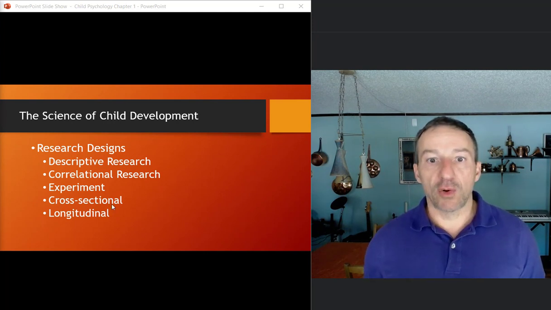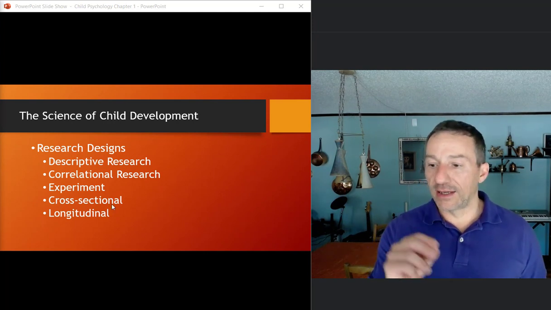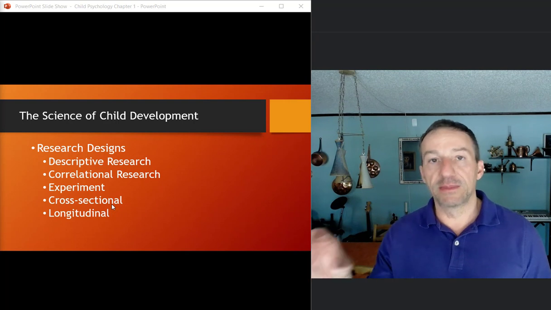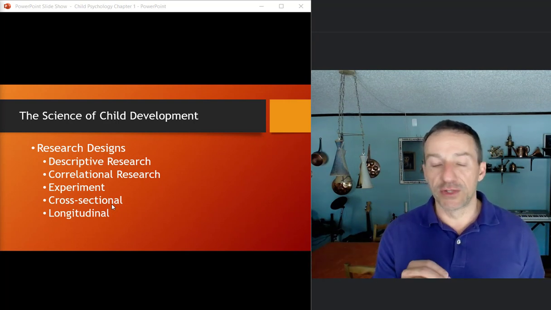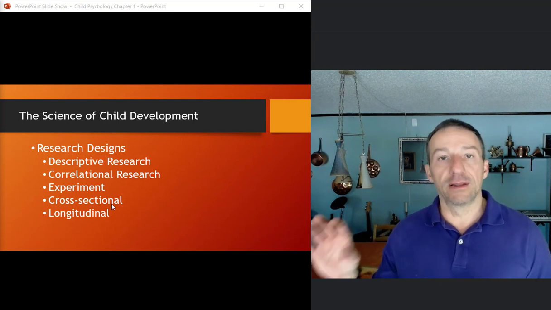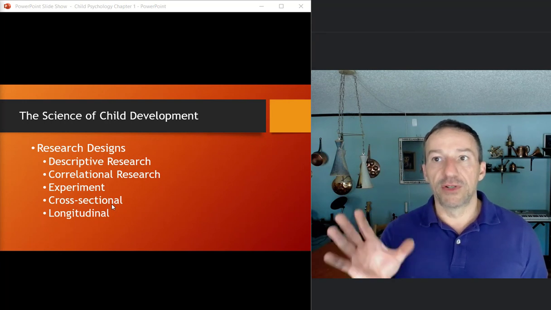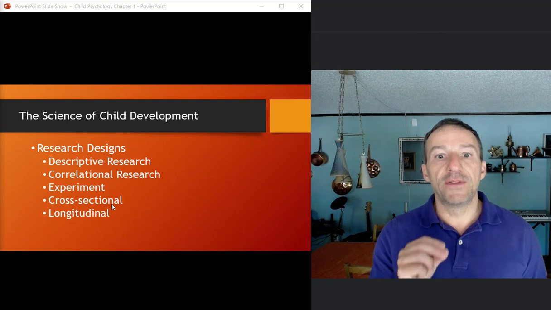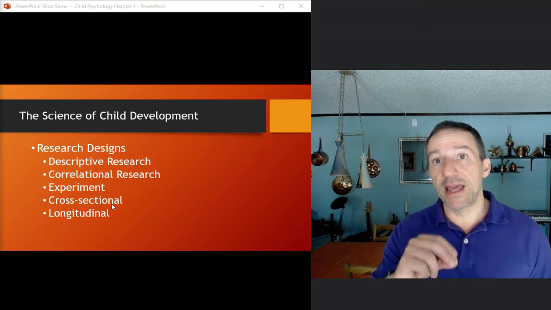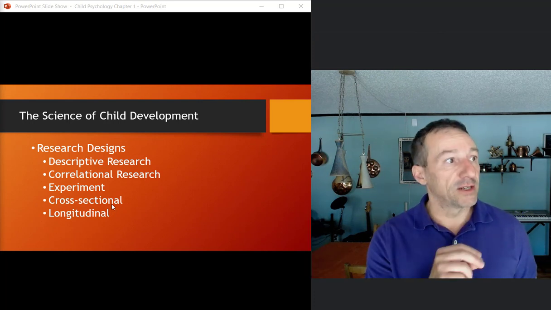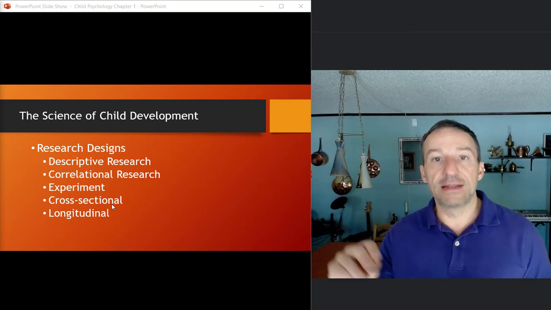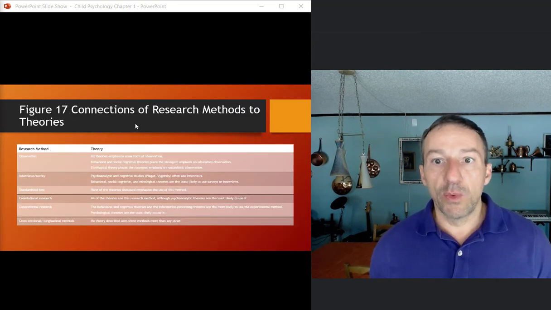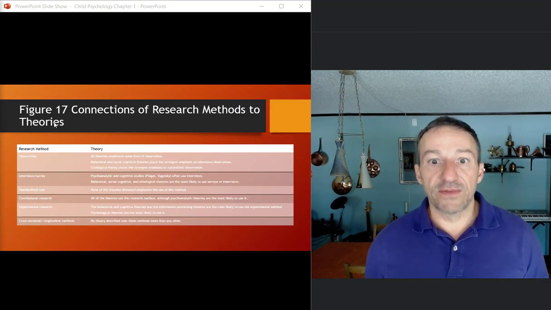On the cross-sectional, this would be where you take groups of people at different times in their lives and compare them to each other. So if you took 5-year-olds, 8-year-olds, and 11-year-olds and compared their test scores on something, that would be cross-sectional. If you do longitudinal, you are looking at the same people over the lifespan. So you would measure the same kid at 5 and 8 and 11. If you want to look at the research methods and theories, figure 17 goes into that. If that didn't make sense, maybe this chart will help you a little bit.